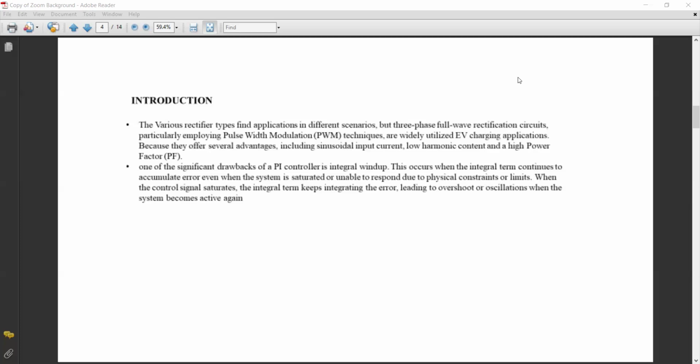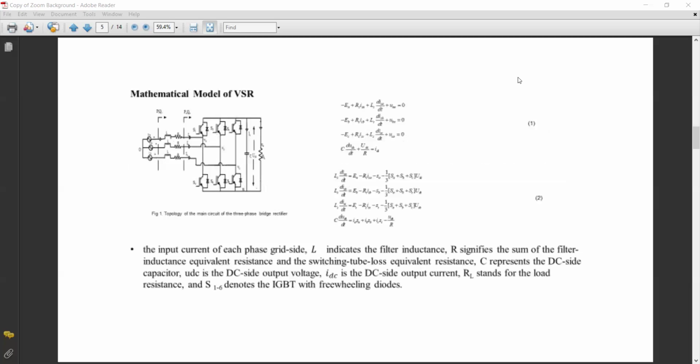To overcome this problem, optimization of the PI controller parameters is necessary. Hence, a novel optimization topology called whale optimization is adopted to optimize the PI controller in the three-phase PWM rectifier circuit. Coming to the mathematical model of a three-phase VSR, that is voltage source rectifier.